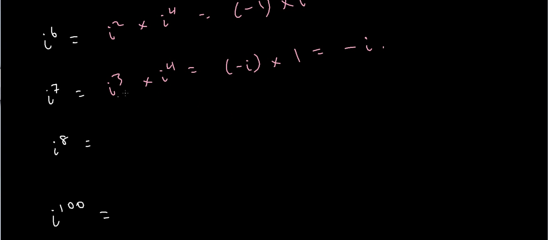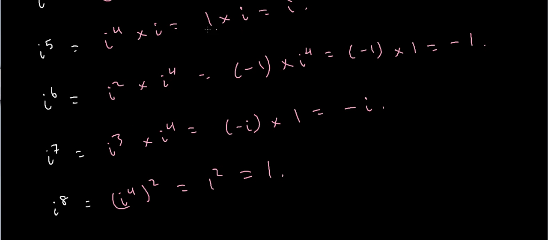So how about i to the 8? Well, i to the 8 is the same as i to the 4 all squared, or i to the 4 times i to the 4, and i to the 4 was just 1, so that's 1 squared, which is 1. So this seems pretty simple enough. We've got this nice little cycle going on. We've got i, minus 1, minus i, 1, repeating.